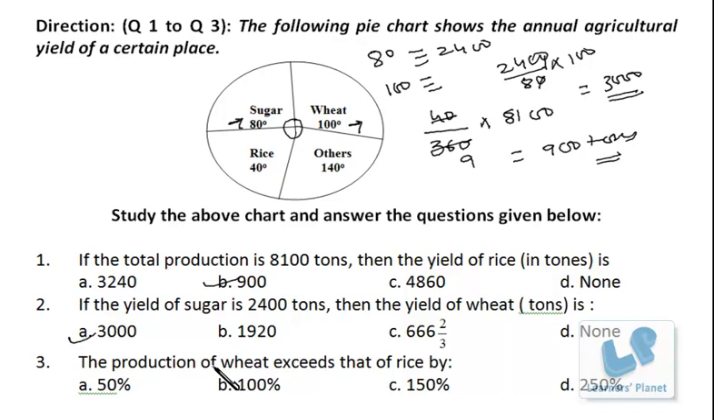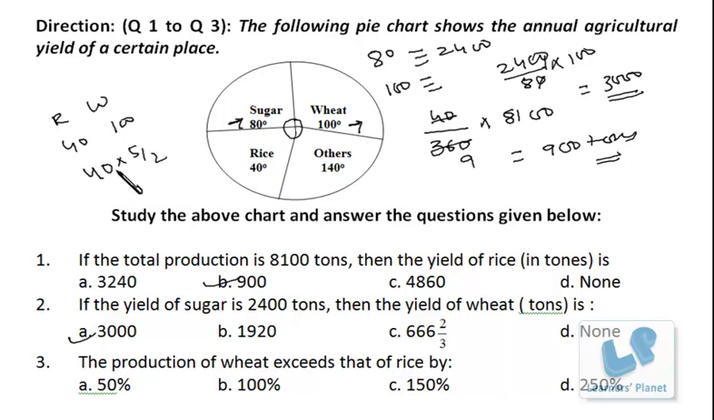Very simple. Now the production of wheat exceeds that of rice by. Now what is the production of wheat? That is 100 degree. Now what is the production of rice? That is 40 degree. So rice is 40, wheat is 100. So what is the difference between these two? It's 60, right? That means wheat is more than double of rice, right? That is 2.5 times. 40 into 5 by 2 is actually 100, right?